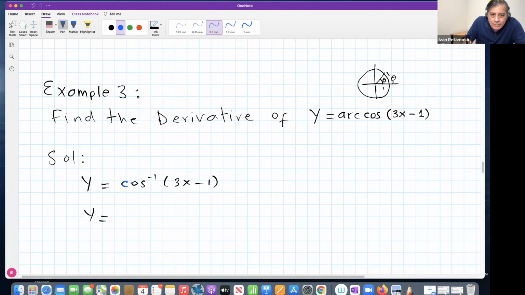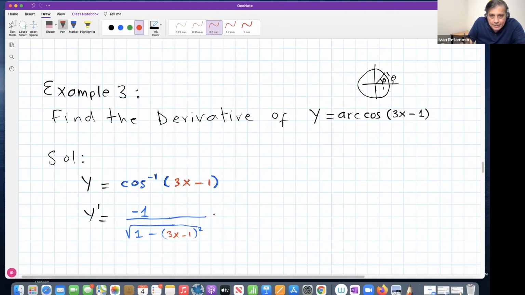Identify your outside function as cosine inverse, your inside function as 3x minus 1. When you take the derivative, you should start by taking the derivative of the outside function, the derivative of cosine inverse. That is negative 1 over the square root of 1 minus x squared. But this is not x, it's 3x minus 1. So let's write parentheses, write the inside function here, and square it.